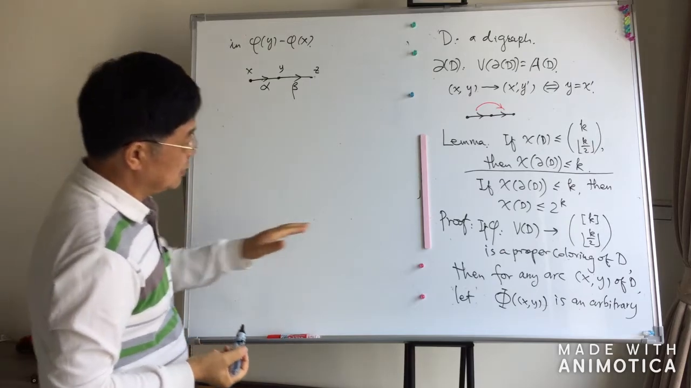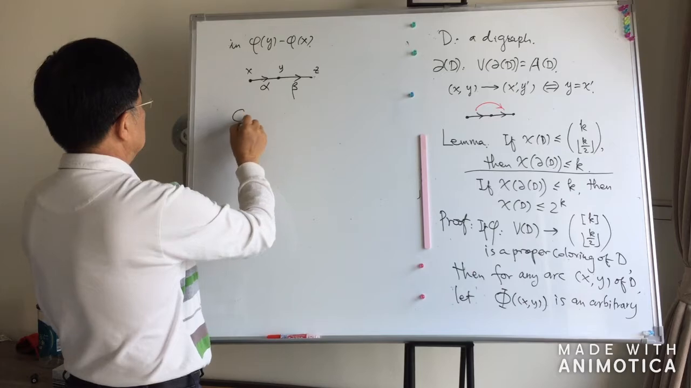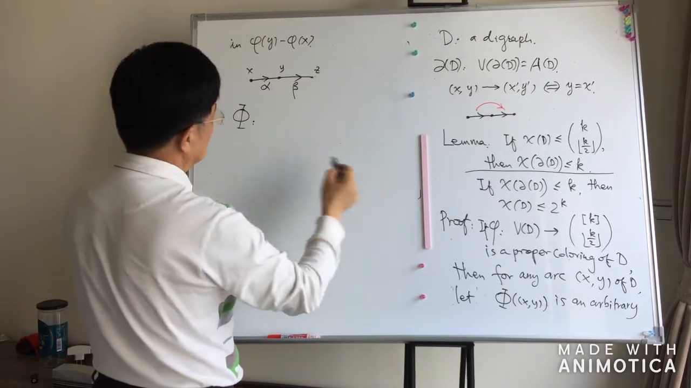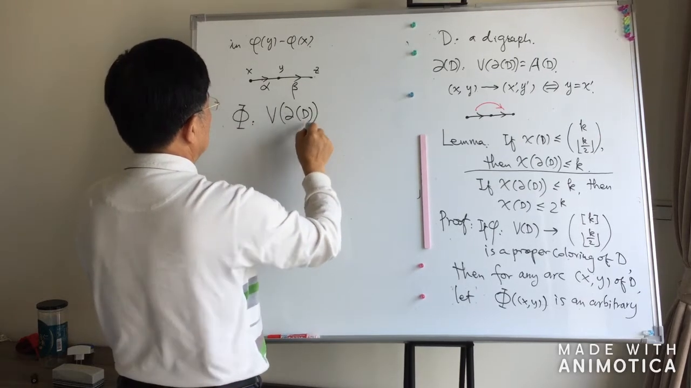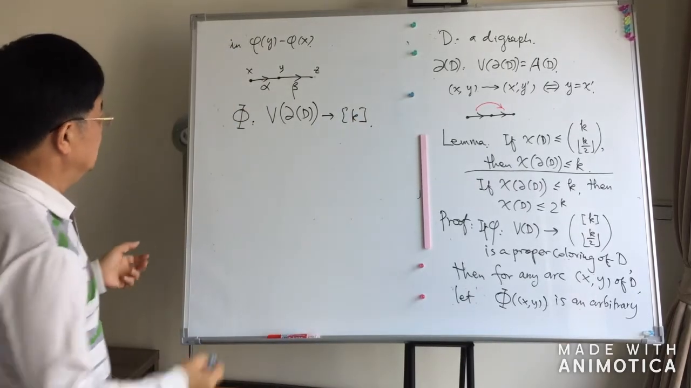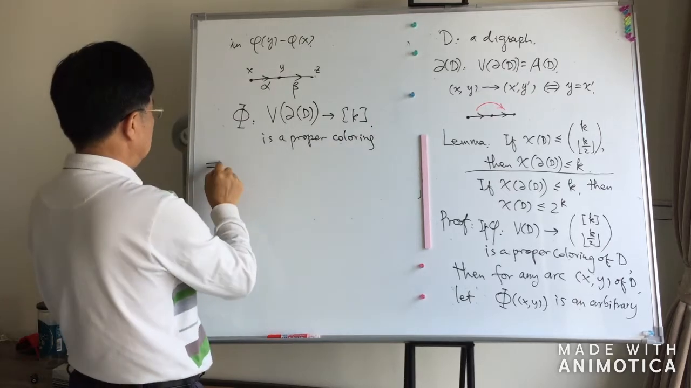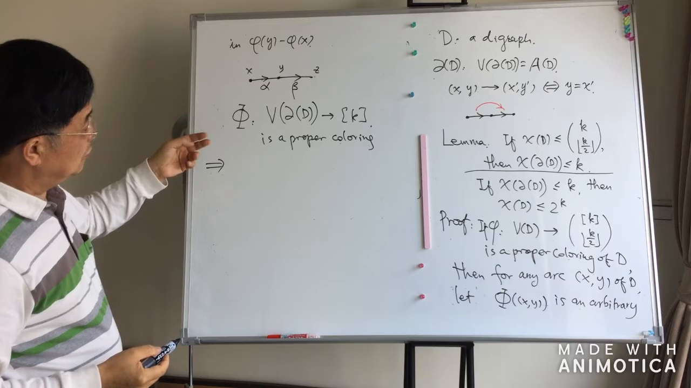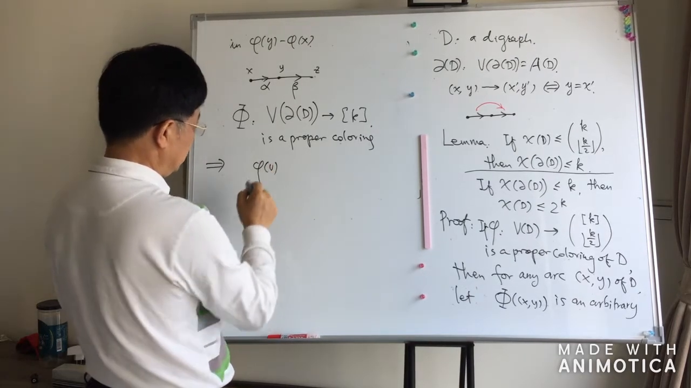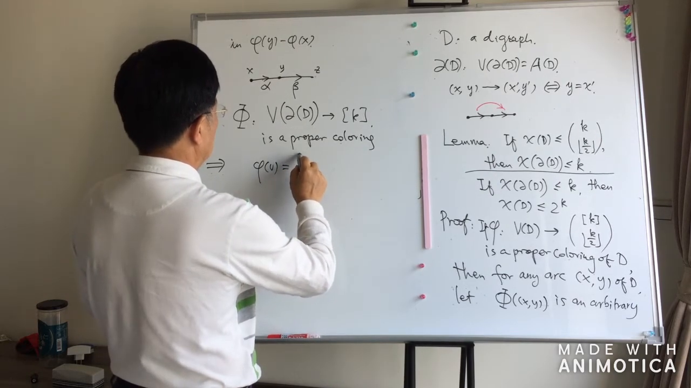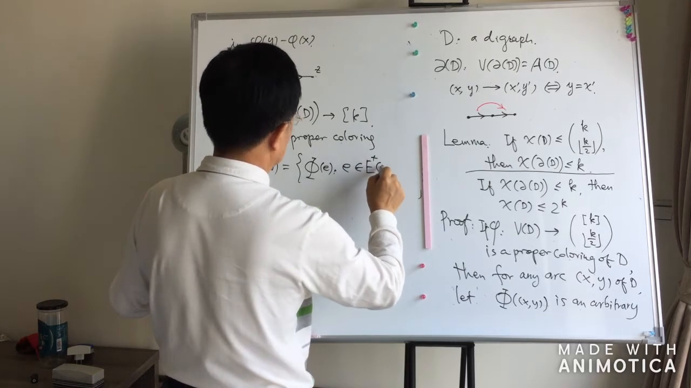Now, the next one. If we have a coloring of the line graph of D with K colors, so let's say this is a proper coloring of the vertices of this graph using K colors, then I can color the vertices of D by another coloring. For each vertex v, let phi v be the set of phi e, where e is an outgoing arc of v.